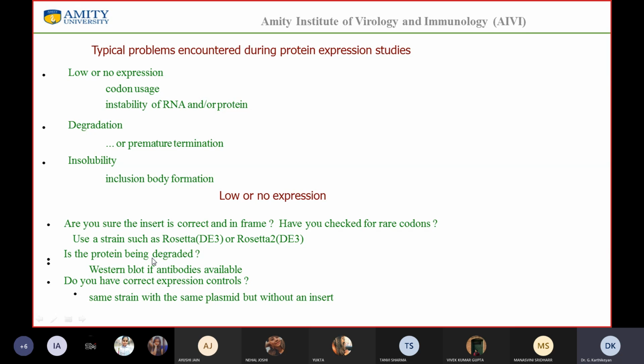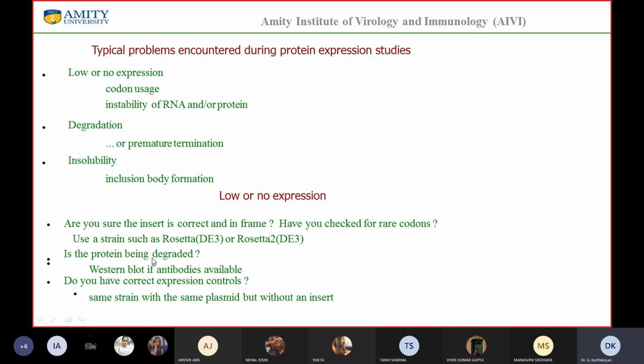The question is, is the protein being degraded? Maybe it is getting expressed, but it is getting degraded. If it is getting degraded, one simple thing that we can do is to do a Western blot and see whether you see a single band or whether you're seeing multiple bands. When you get a single band, it essentially means that the protein is being expressed intact. When you see multiple bands, that means the protein is getting degraded inside the E. coli into several other fragments.